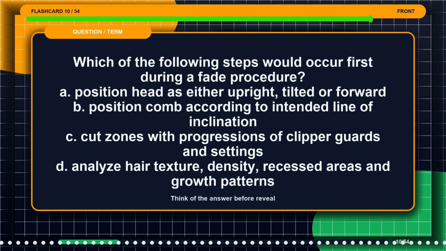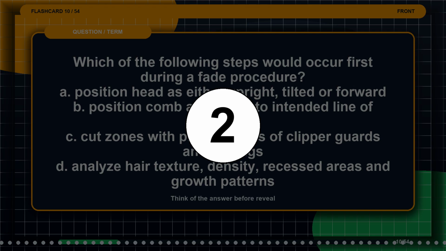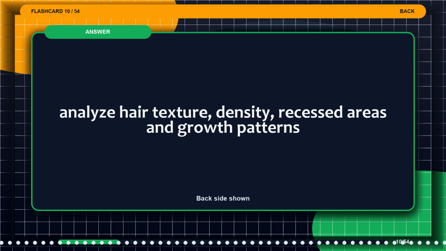Flashcard 10. Which of the following steps would occur first during a fade procedure? A. Position head as either upright, tilted or forward, B. Position comb according to intended line of inclination, C. Cut zones with progressions of clipper guards and settings, D. Analyze hair texture, density, recessed areas and growth patterns. Pause and think of the answer before the reveal. The answer is analyze hair texture, density, recessed areas and growth patterns.